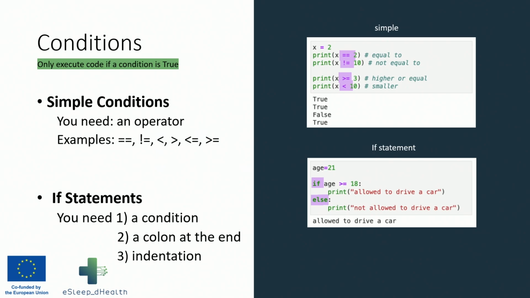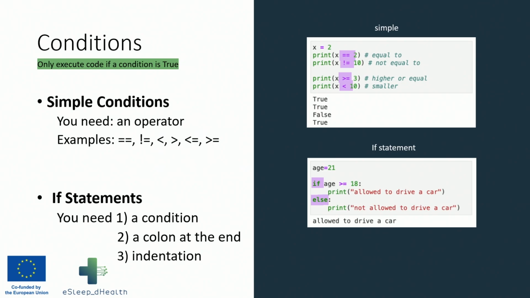So you can use different types of operators for this simple condition. This could be equal, not equal, greater than, smaller than, greater or equal, or smaller or equal. And now you might wonder why we need those types of conditions. They are very useful for if statements.